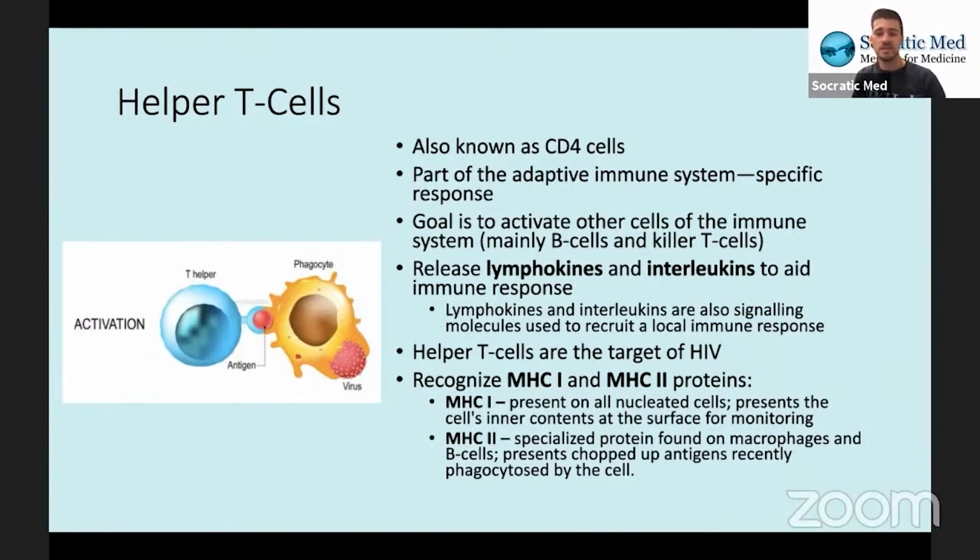Lymphokines and interleukins are signaling molecules used to recruit a local immune response. So again, same thing as cytokines. And helper T cells are the target of the HIV virus. So that's what HIV is. It enters your body and it starts destroying your helper T cells so that your body cannot recognize an infection when it takes root. So whenever we're looking at white blood cell counts or T levels, when we're talking about HIV, we're talking about helper T cells.